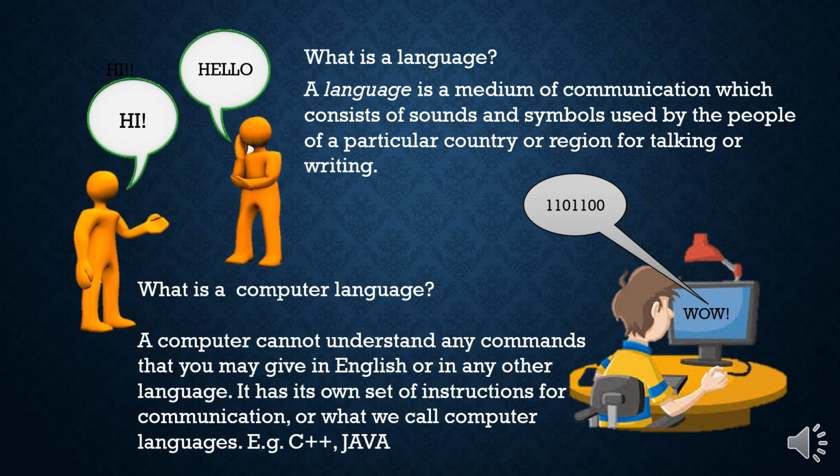A computer cannot understand any command that you give in English or in any other language. It understands only machine language or binary language of 0 and 1. It has its own set of instructions for communication, or what we call computer languages. For example, C, C++ and Java. If you can see this figure, the boy is typing wow on the screen, which gets converted into the binary form or the machine language which the computer understands, 0 and 1.